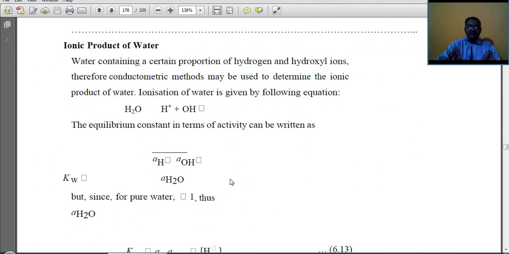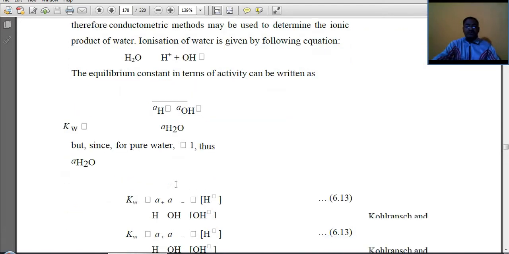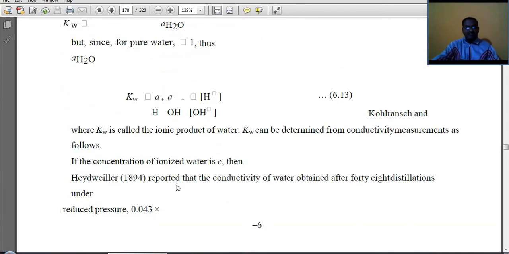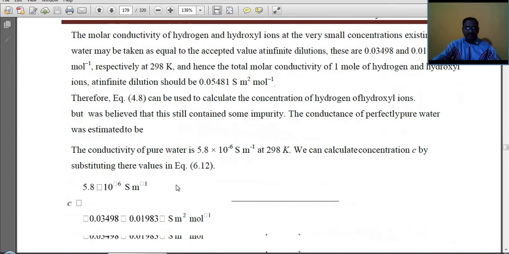Next we consider the ionic product of water. Water contains a certain proportion of hydrogen and hydroxyl ions. Here H2O undergoes dissociation to form H plus and OH minus. The ionic product of water is written as alpha H plus and alpha OH minus. This is the ionic product of water.